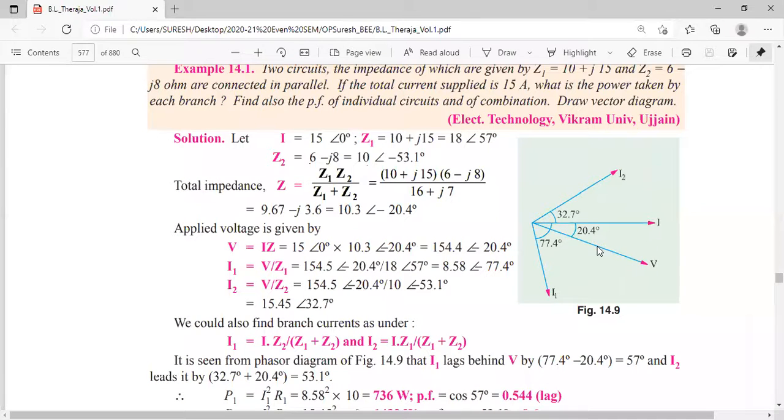And see voltage V. V is 20.4. In your textbook they have got V as 20, but we have got minus 19.7. So your voltage is minus 19.7 in clockwise direction. A negative angle means clockwise direction. This is your phasor diagram, vector diagram. If you have any doubt, you can ask me.